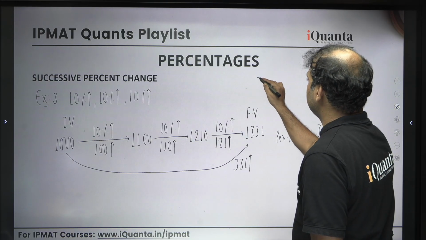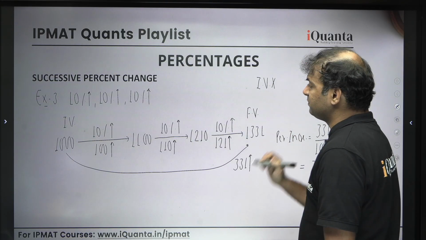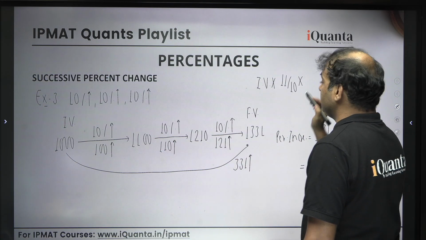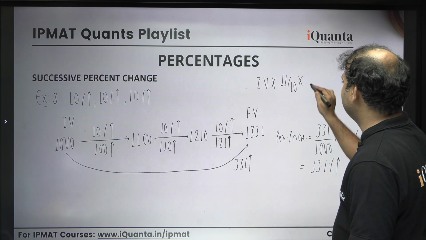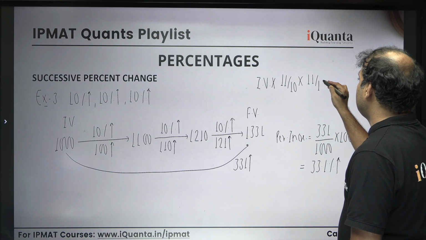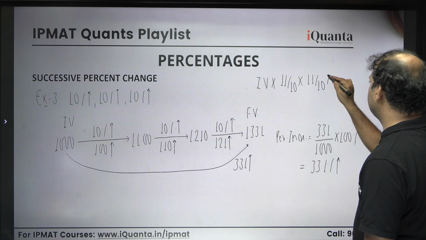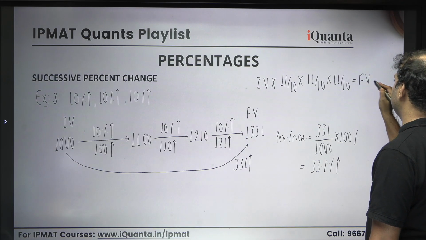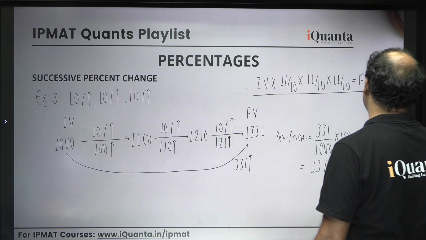Let's say first there is a 10% increase, so the multiplication factor is 11 by 10, right? Again there is a 10% increase, so let's call it 11 by 10 once again. And again there is a 10% increase, so again 11 by 10. This is how we can get the final value, and this is how we can relate the initial value and the final value.